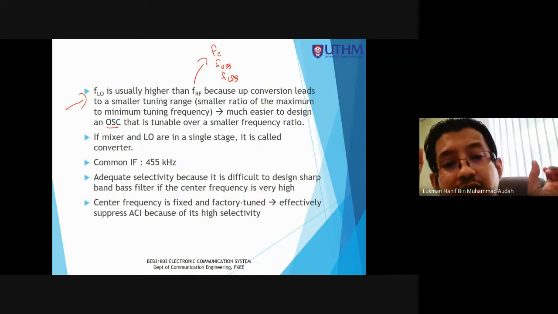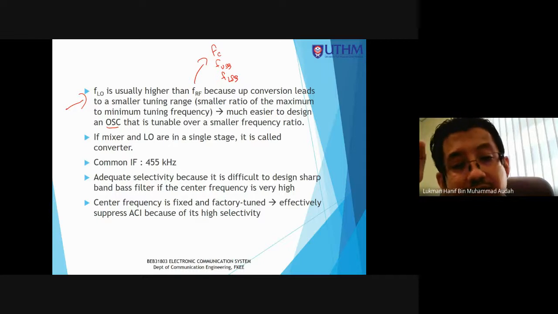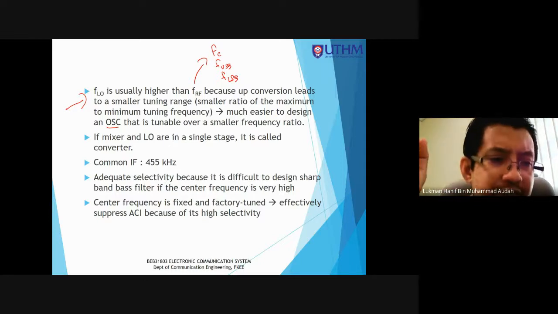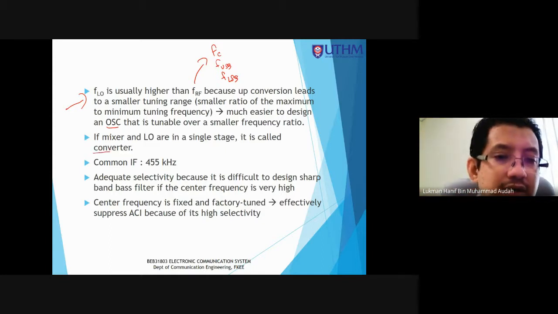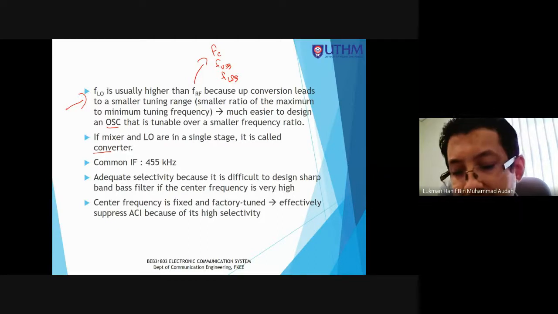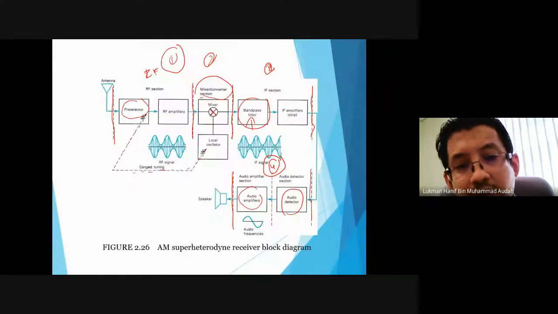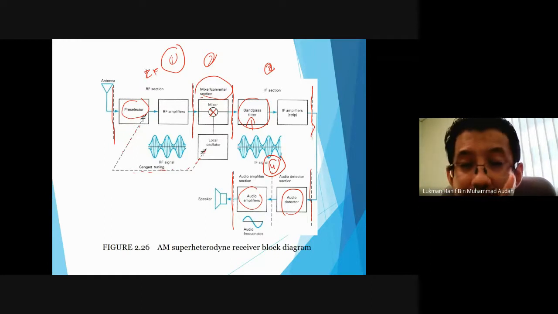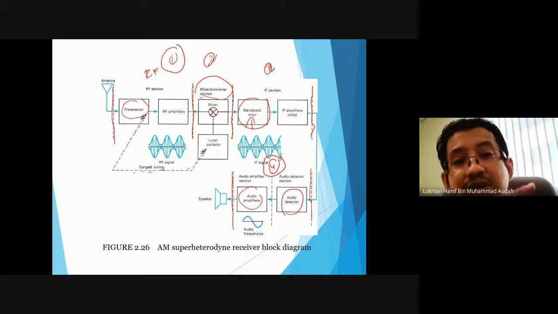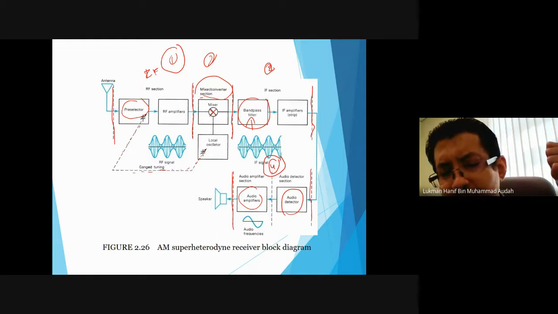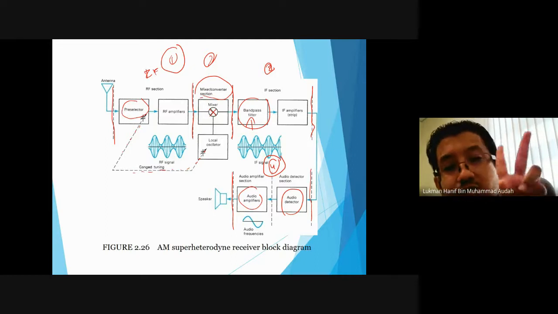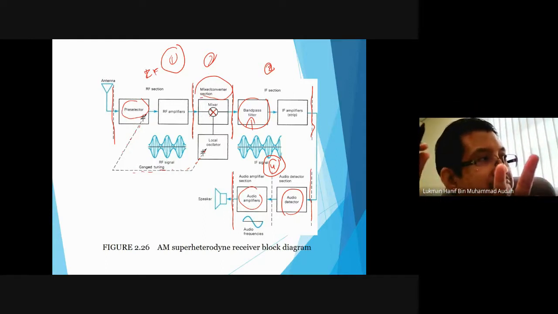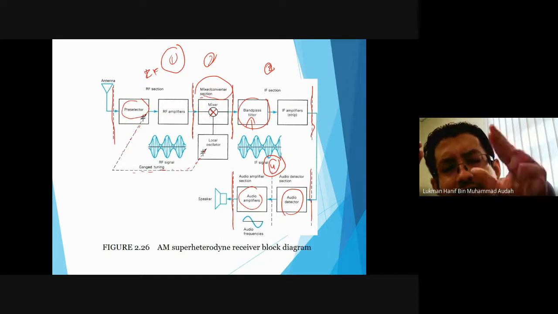Okay, tujuan kita menggunakan FLO lebih besar daripada FRF ini ada dinyatakan dalam ayat ini. Okay, and if mixer and LO are single stage, it is called a converter. So dalam example ini, you see that we only have one mixer converter. Okay, in the real scenario, we can have more than one mixer converter. That means we down convert the frequency more than one time. Nanti you akan lihat dalam FM frequency modulation, you will see later that in the FM receiver, we use two down conversion processes. Okay, dalam FM receiver, kita gunakan dua kali down convert.